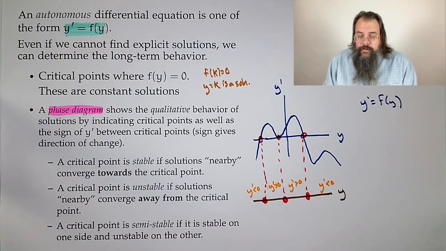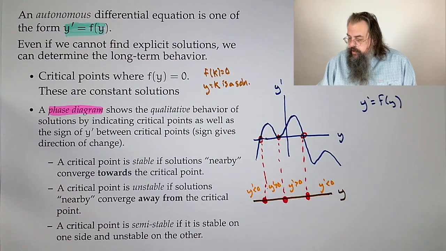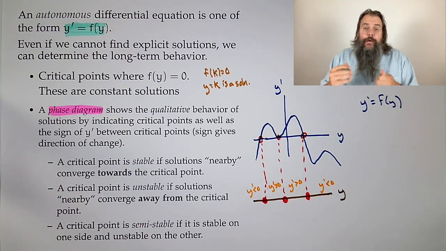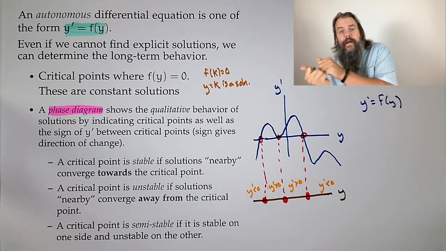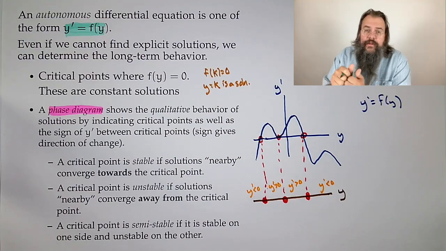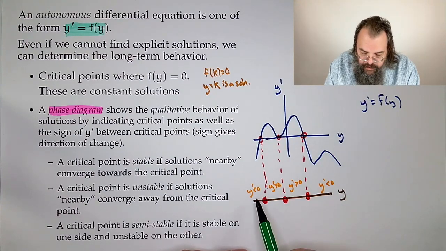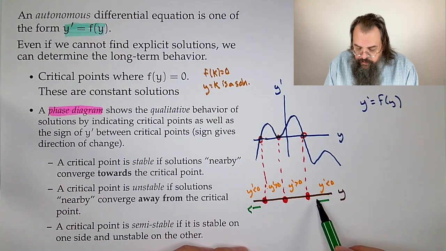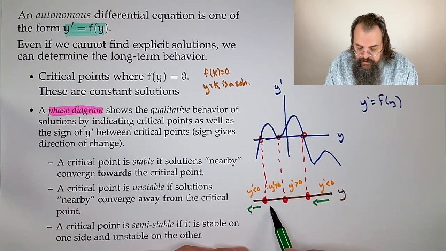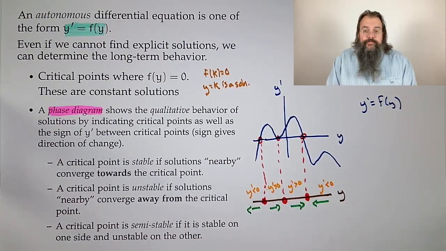And now we say, okay, what's going on? Well, what's going on is wherever y prime is negative, that says we're going to be moving to the left. Where y prime is positive, move to the right. Because y prime negative says we're decreasing. Decreasing is a left motion. And so we have that. Where y prime is positive, we are moving to the right. That's a right motion. Okay.